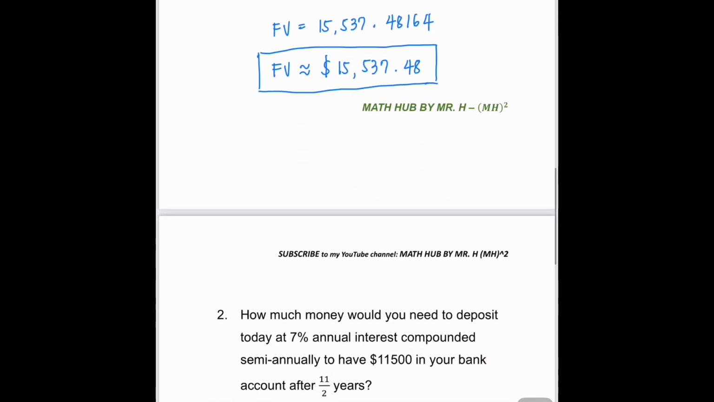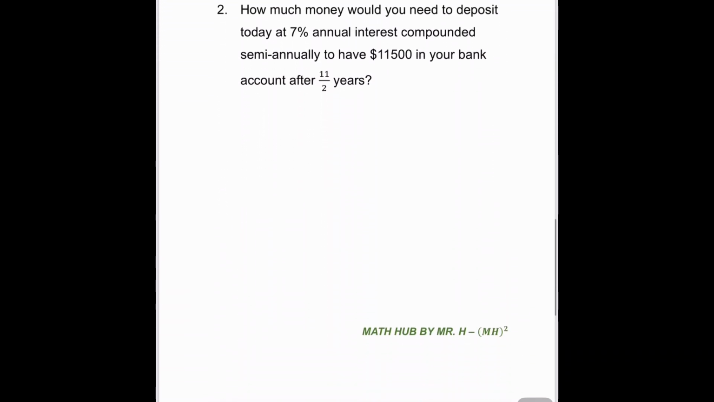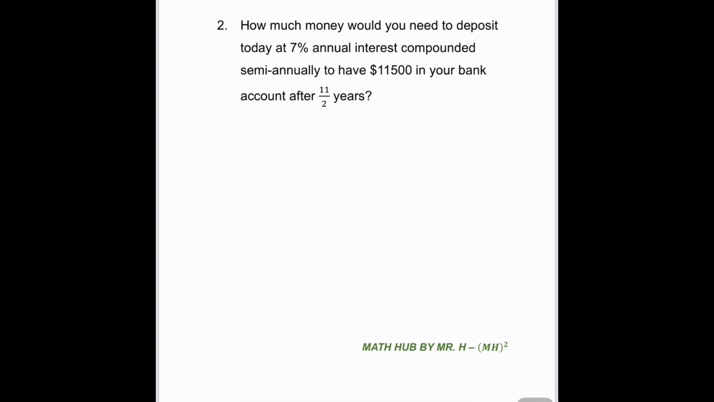And for question number two, how much money would you need to deposit today at 7% annual interest compounded semi-annually to have $11,500 in your bank account after 11 over 2 years? So first, let's identify the given information. So you have here the interest rate, that's 7%, and it says it's compounded semi-annually.